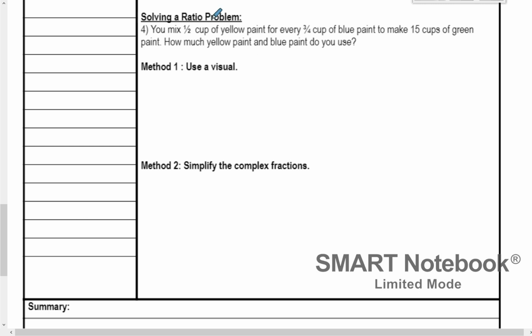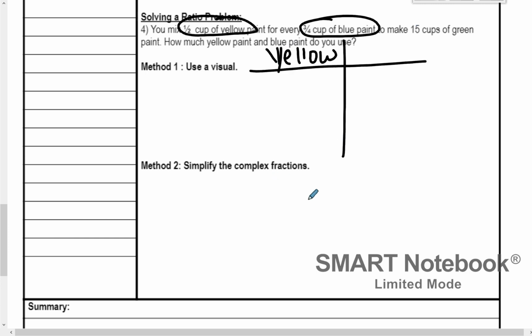Okay, so they're telling us that this is our starting out ratio, a half cup of yellow and 3/4 cup of blue make some amount of green paint. Okay, and we want to make 15 cups of green paint. We can use two different methods. First thing we're going to do is just use a visual. Okay, so this is like a table. I'm a very visual person, so this is probably how I would choose to set it up. However, we will show how to use those complex fractions if you're not a visual person and you like to just do some number work.